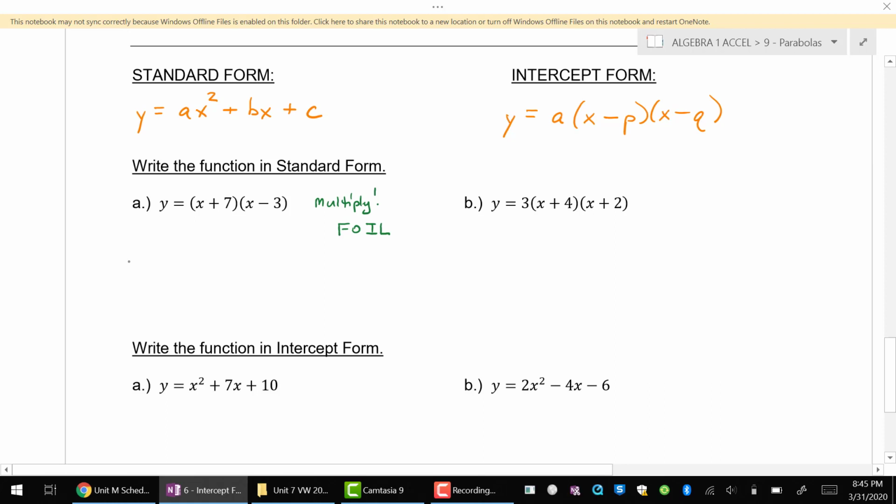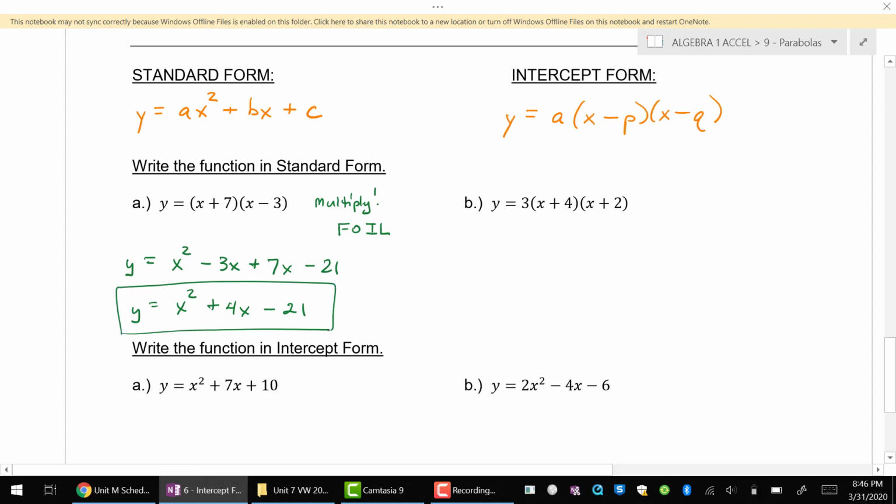So if we FOIL this thing, we'll have x squared and then negative 3x plus 7x minus 21. Or in standard form, that'll be x squared plus 4x minus 21. Combine like terms, and there's our function. These two parabolas are the exact same thing. The forms are just different. One is in standard form, and the other is in intercept form.